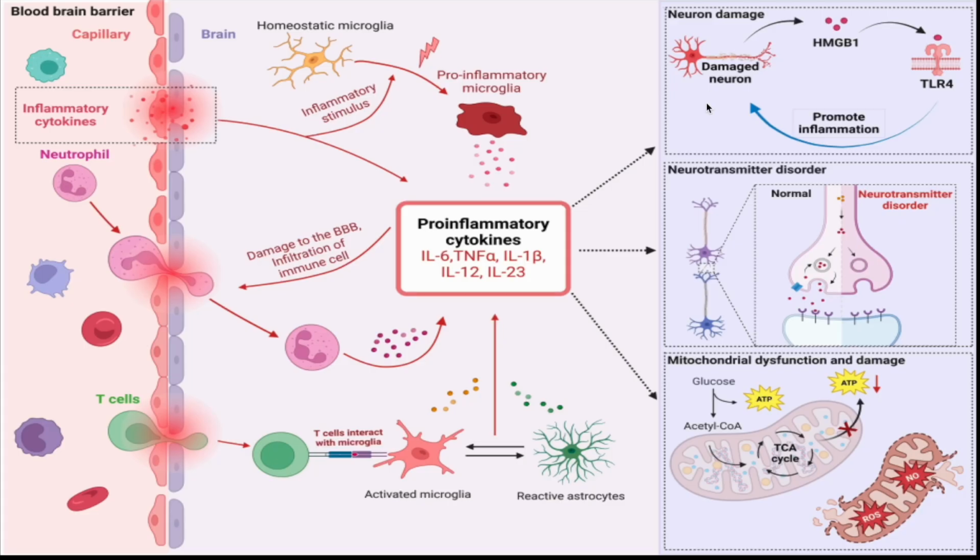So again, you can see here the neurotransmitter disorder also occurs. The inflammatory cells are acting over here, thereby impairing the neurotransmission. Finally, you have damage to the mitochondria also. So the reactive oxygen species and NO act on the mitochondria, causing mitochondrial dysfunction and death.